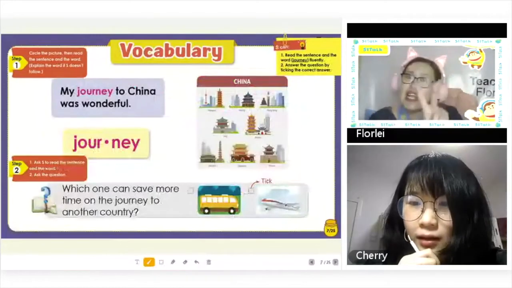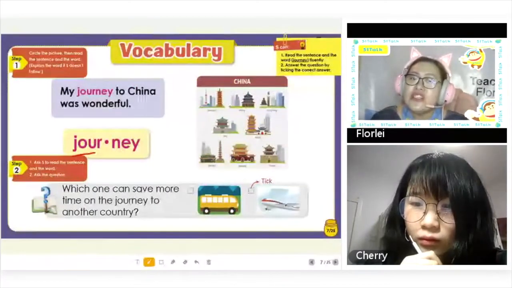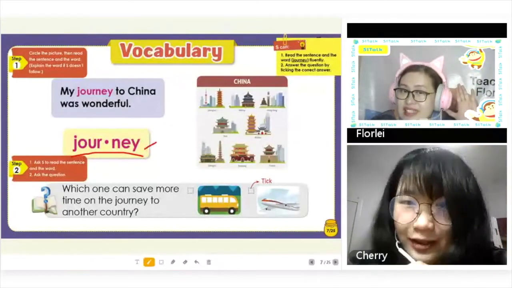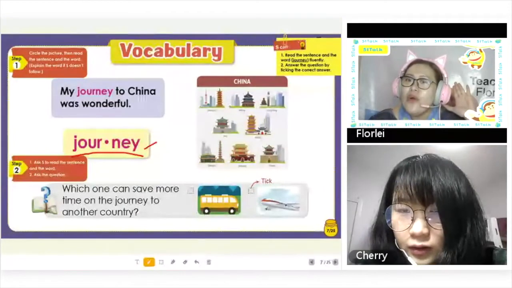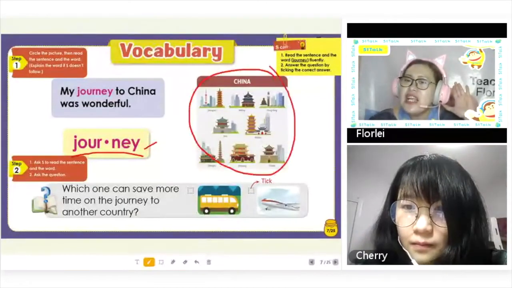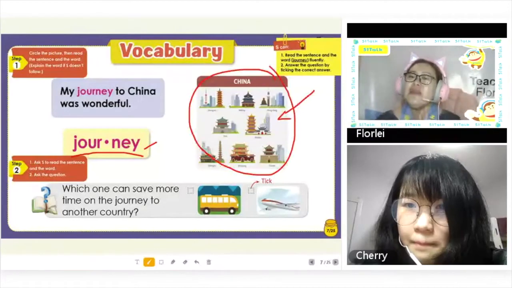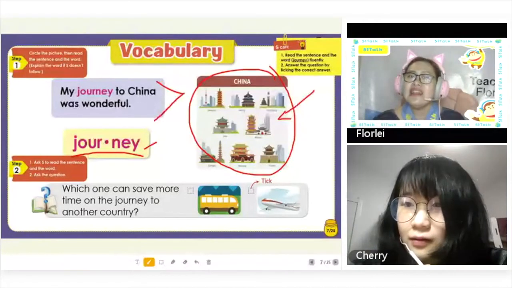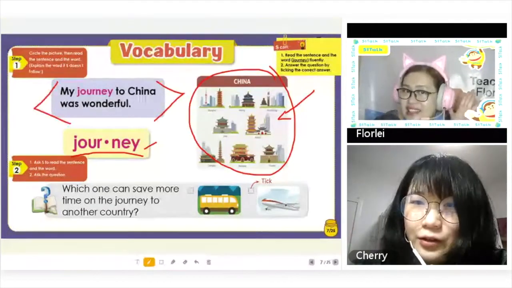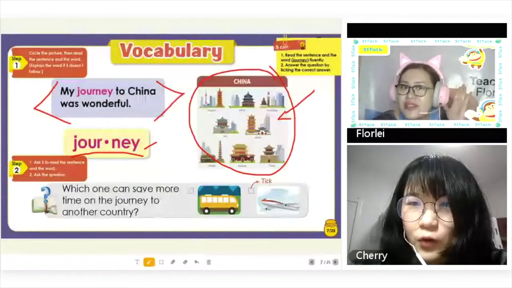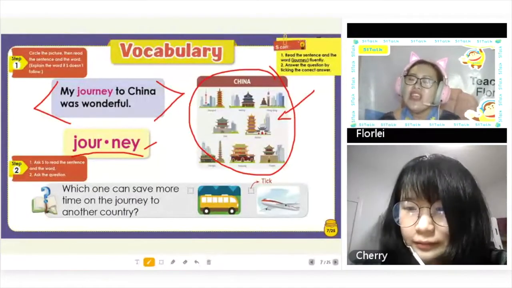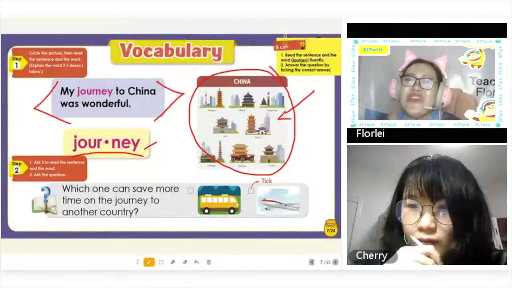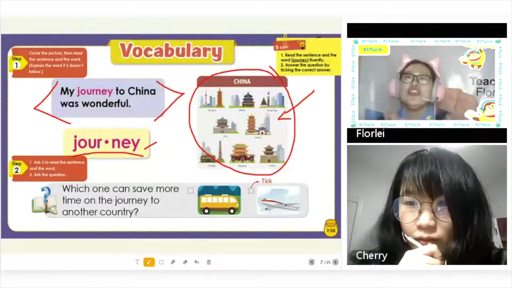Okay. The second word we're going to learn is the word journey. Please repeat. Journey. Very good. Okay, look at this picture. It has different places in China. Yes. Now let's read about it. My journey to China was wonderful. Okay, very good. Thank you very much. My journey to China was wonderful. I guess China is very beautiful, right? I want to go there someday.